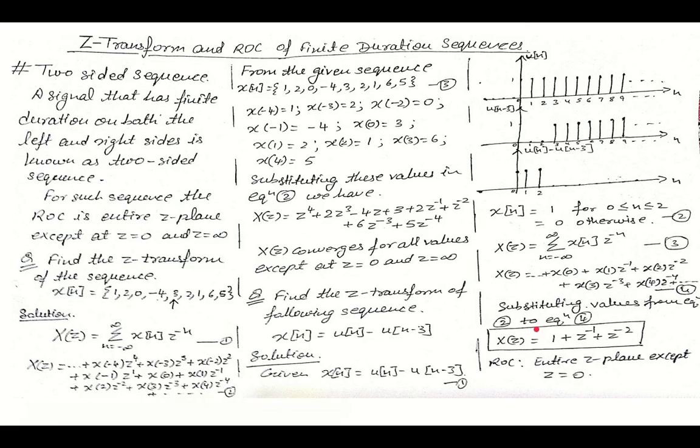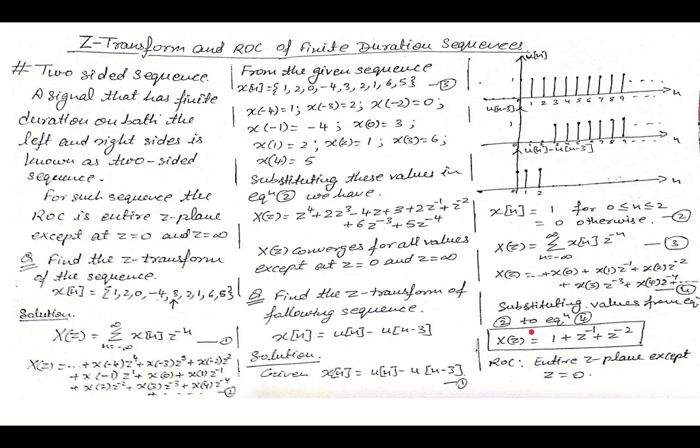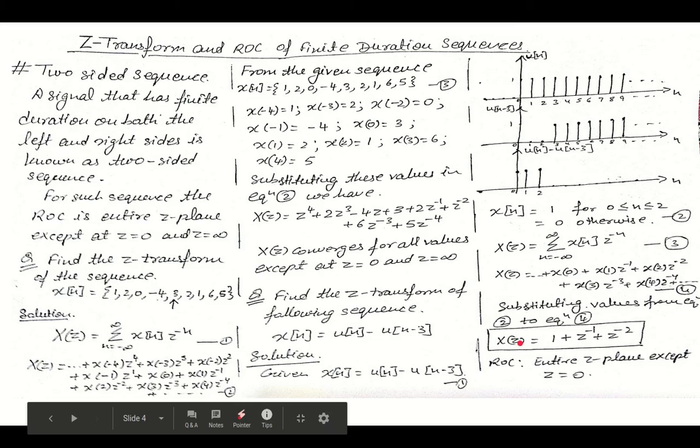In this way we can find the Z transform and ROC of a finite duration sequence. The ROC of the entire z plane can be calculated. Since in this numerical the sequence is a right sided one, we have said that the entire z plane except z equal to 0 will be the ROC.